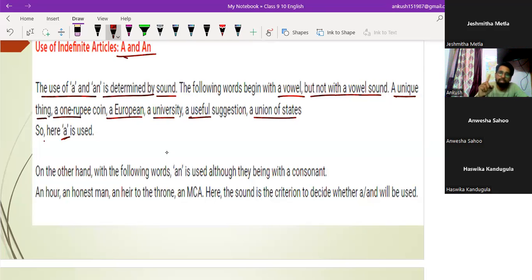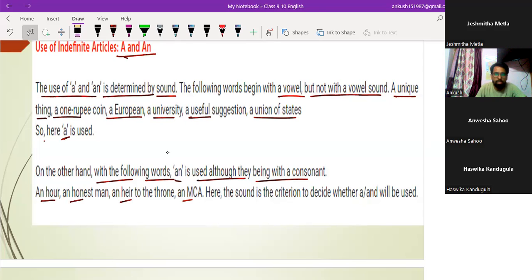Why? Because they start with a vowel letter, but their sound is not a vowel, that sound is a consonant. On the other hand, with the following words, an is used although they begin with a consonant letter. For example, an R, an honest, an hour, okay, an MCA, an A sound is there.